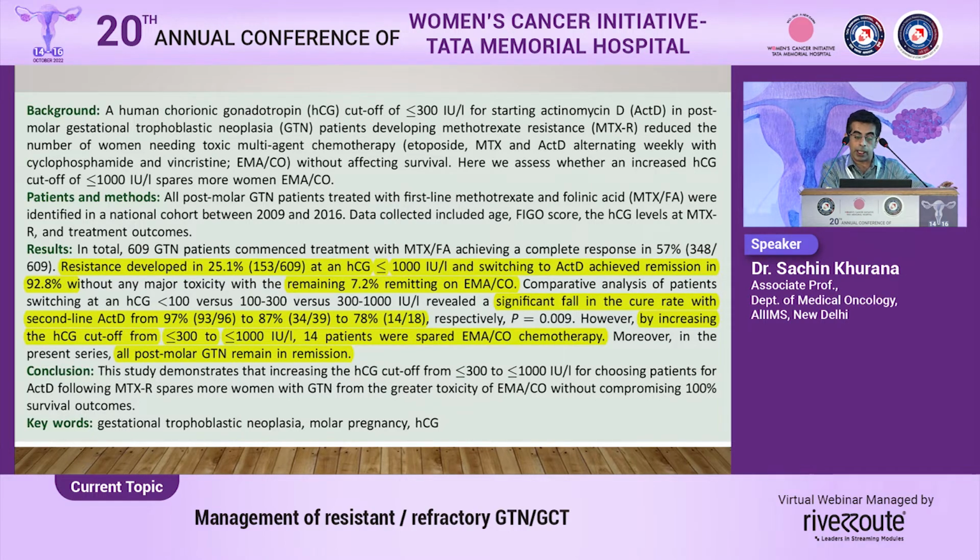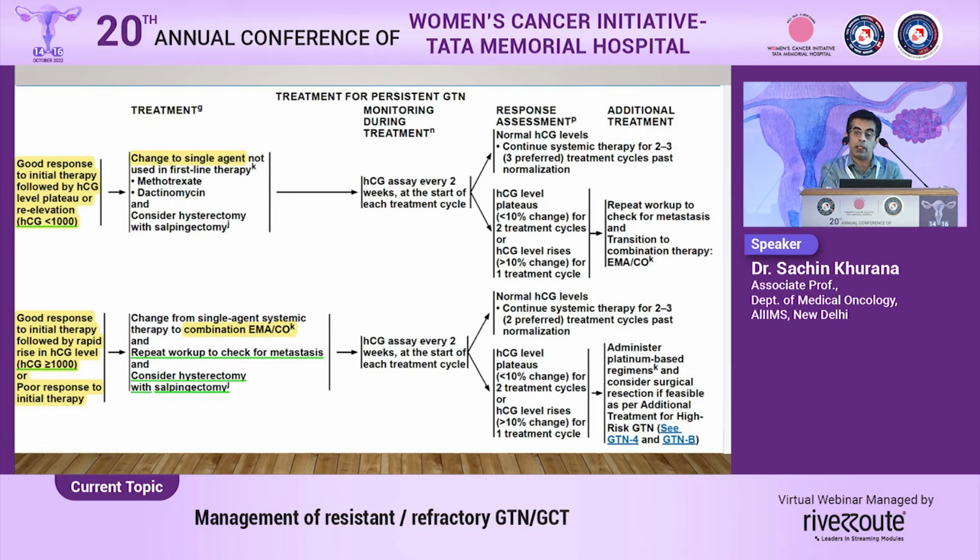So this is the essence of the NCCN guideline, which says that when you are treating a low risk GTN with a single agent methotrexate or maybe actinomycin D, you have a good response, then it plateaus, but the value is less than 1000, then you can use another single agent which was not used in the first line. But if you have a good response, but then it rapidly rises to more than 1000, or there has been a poor response to initial therapy, then it's better to use a multi-agent therapy rather than using actinomycin D or methotrexate. So that's for low risk GTN when it becomes resistant or it relapses.